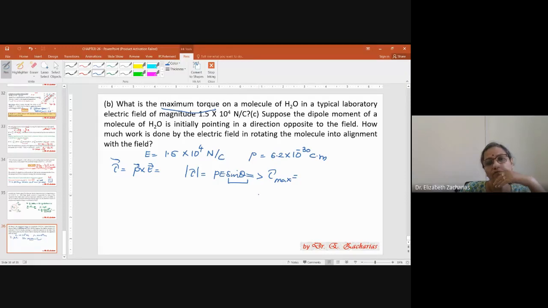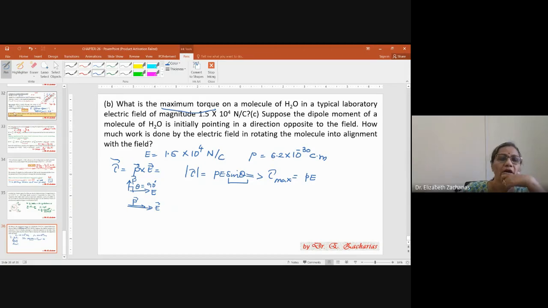Sine theta equal to 1. When will sine theta be equal to 1? When theta equal to 90 degrees. When theta equal to 90 degrees, that is when the torque is going to be a maximum. If on the other hand, your electric field is like this and your p is also like this, will there be a torque? Sine 0. So no torque. So maximum torque is p into E. You can always substitute and get the answer.